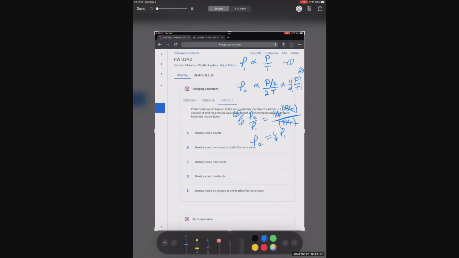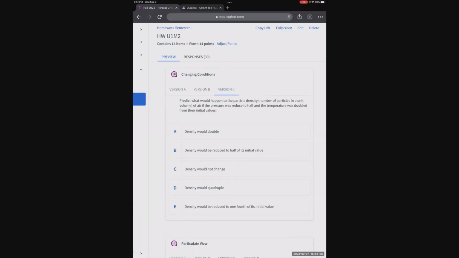The density would not change, it would double, it would be half, or the density would reduce to 1/4 of the initial value. So it should be option E. Okay, so that is that.